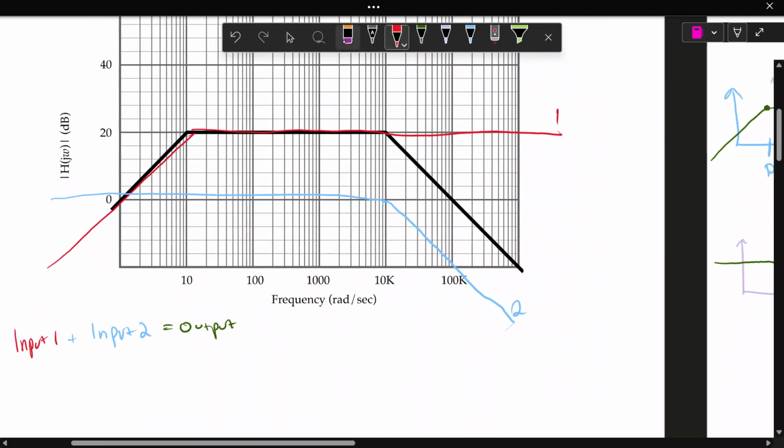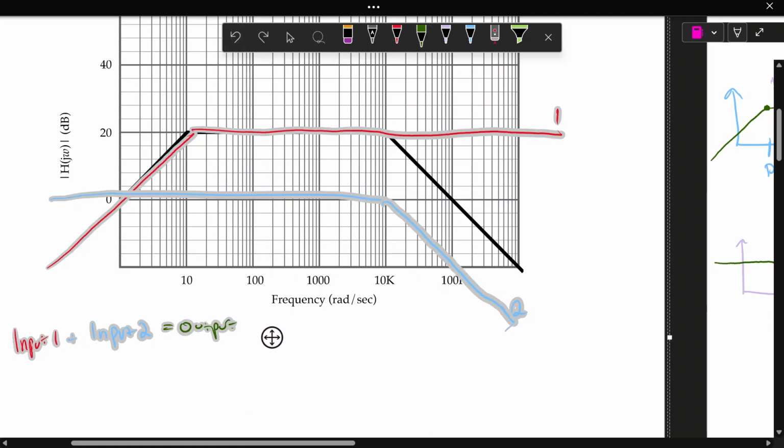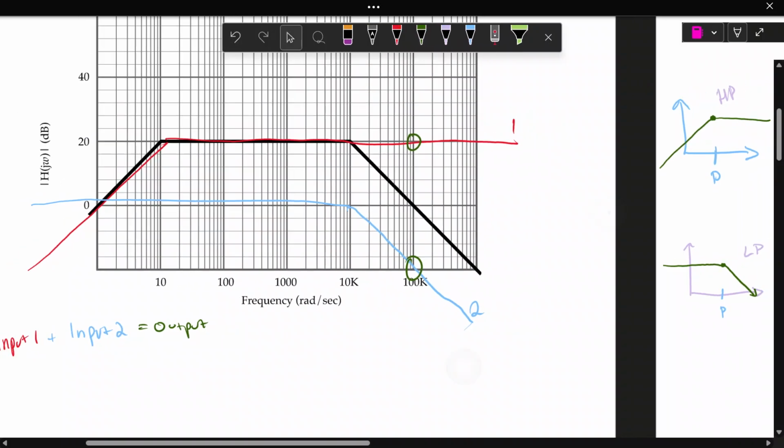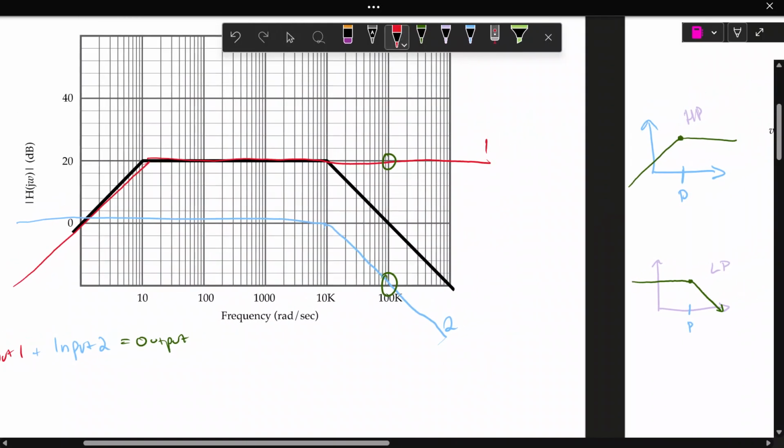So let's check. Let's check at 100K. Let's check here and here. What is red? Well, red is 20 decibels. Plus, of course, superposition, we always add. And then this one is at negative 20. The black line should be lying at 0 decibels for 100K. And we notice it is.